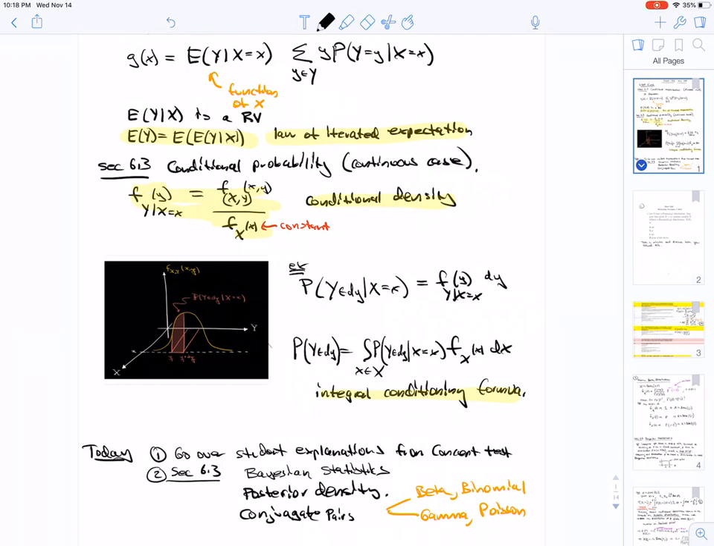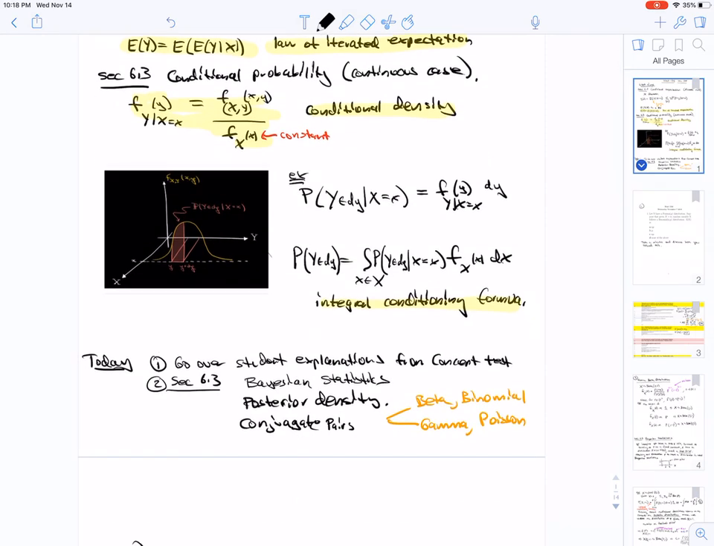picture. If you want the probability that y is in dy, not conditioned on x is x, you would basically average over all of these slices for x in dx, and that's called the integral conditioning formula.